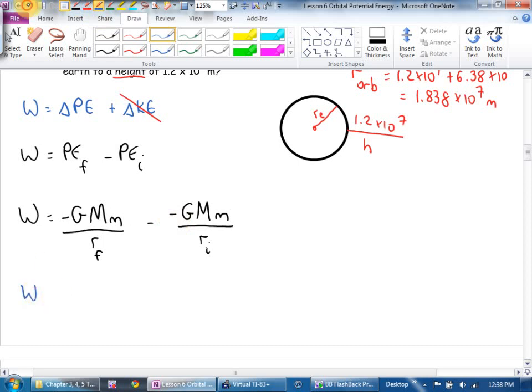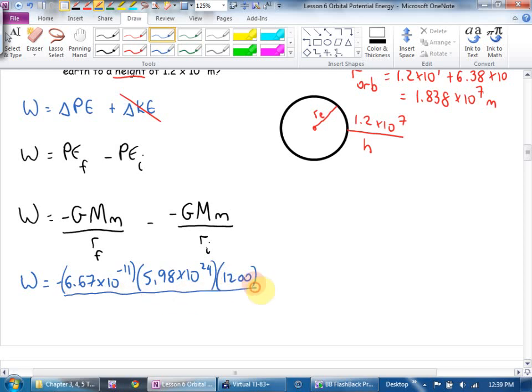negative 6.67 times 10 to the negative 11, 5.98 times 10 to the 24th. What was the mass of the satellite? What did I say, 1,000? 1,200? All over my final radius, which is 1.838 times 10 to the 7th. I have a minus minus, so I'm just going to do a plus.